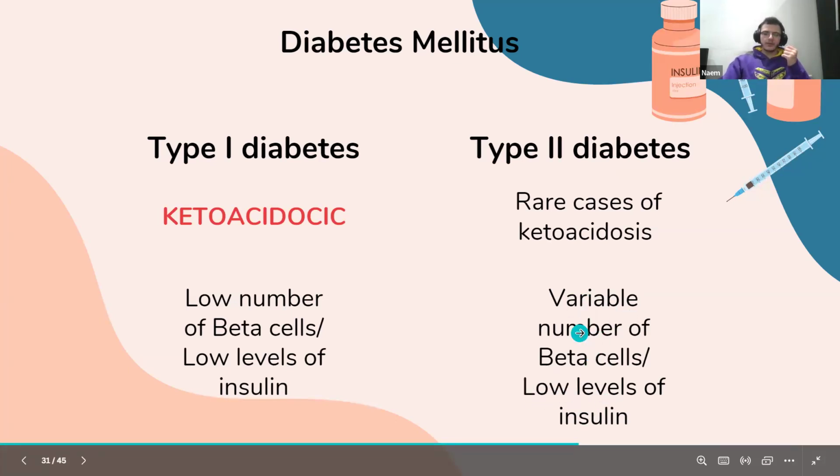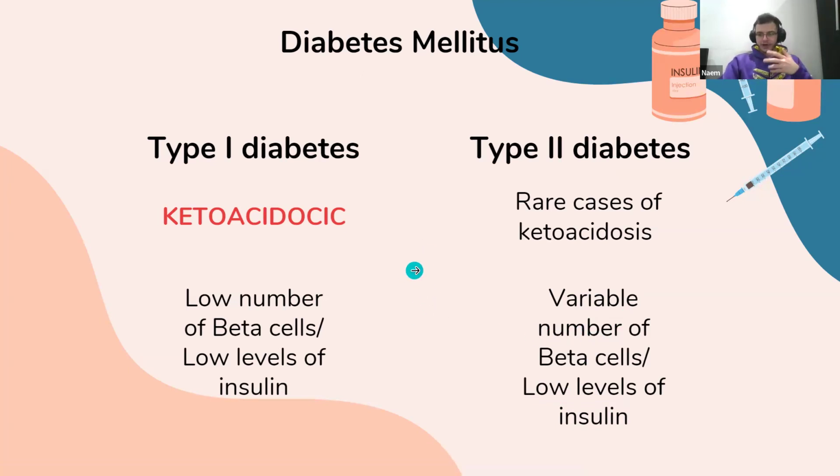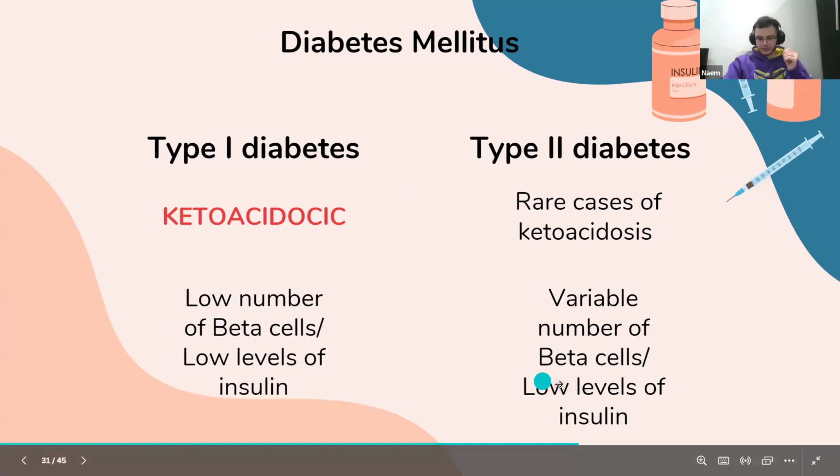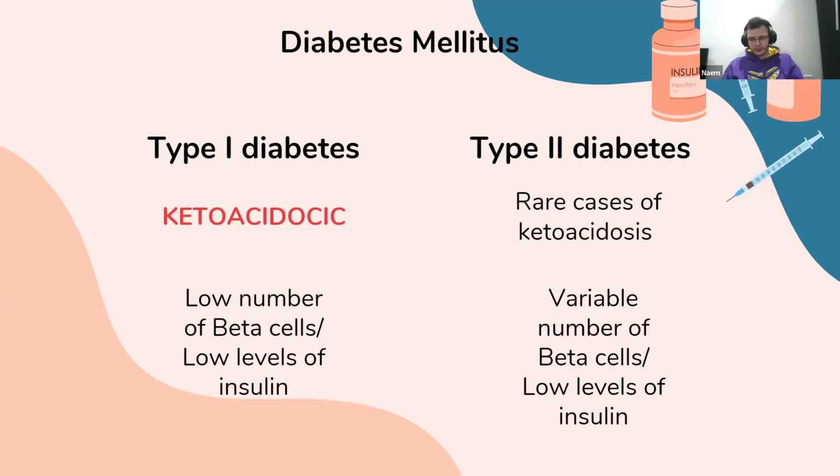My bad. I have to change this because in type 2 diabetes, it depends on in which stage you detected the disease. If you detect it at a very early stage, you're going to have high levels of insulin and a good number of beta cells. If you detect it at a very late stage, you're going to have very low levels of insulin and a very low number of beta cells. So type 2 diabetes is very variable. It could be a high number of cells or a low number of cells, a high level of insulin or a low level of insulin, depending on the stage. Okay, I need to change this. Please forget about the word low because it's variable. Before I send you the PowerPoint, I'm going to change it if I remember. Okay, clear? Great.